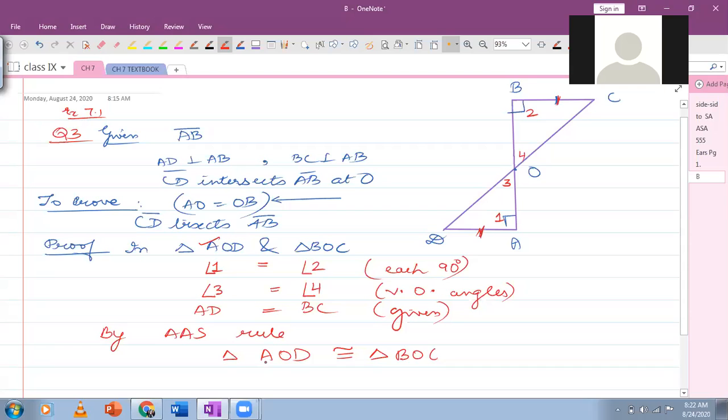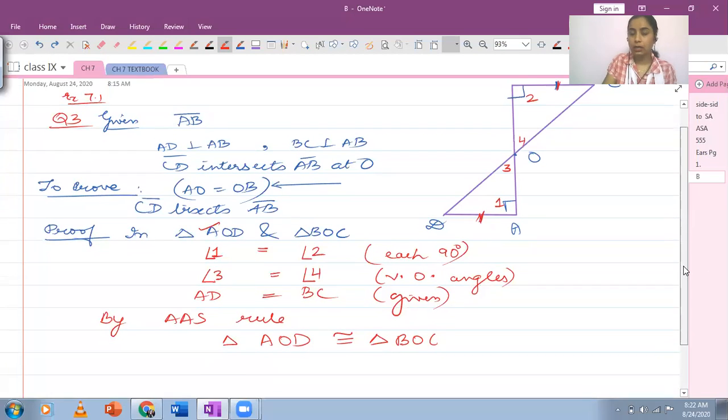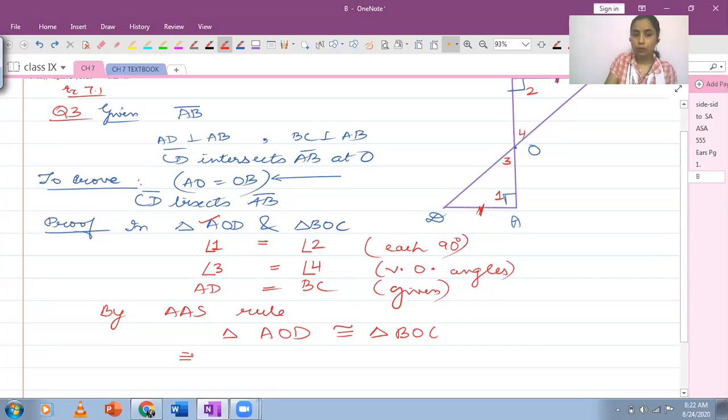BOC, BOC. Because the first vertex A will correspond to the first vertex B. Each of them show 90 degree. The second vertex O corresponds to the second vertex O here, where you have the vertically opposite angles equal, and then automatically the third one will correspond with the third one. So this needs to be done very carefully, because based on this, further we can write down the corresponding parts.